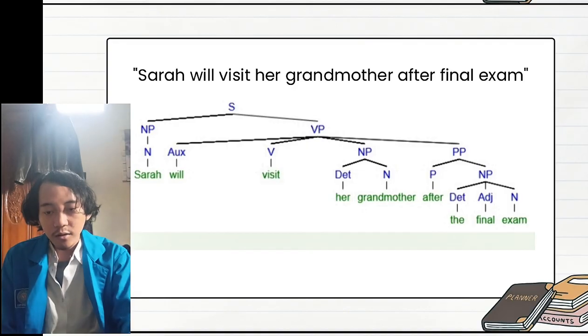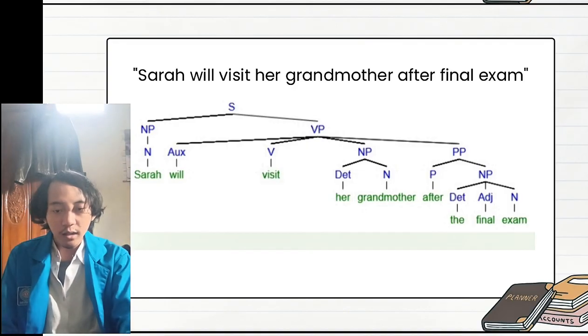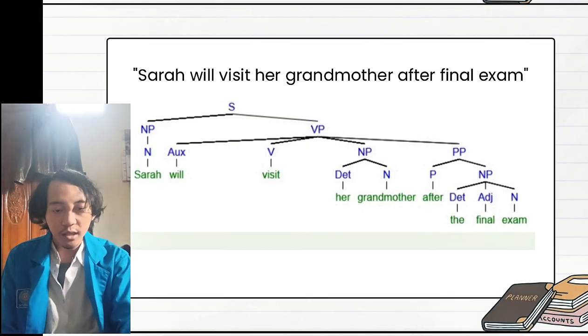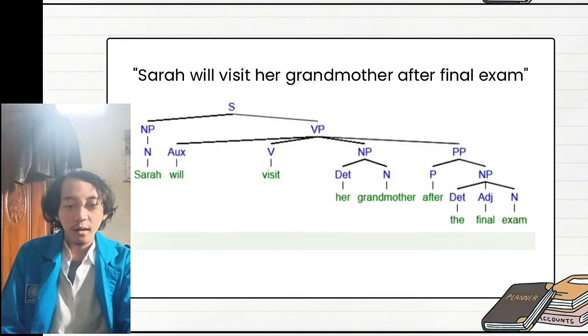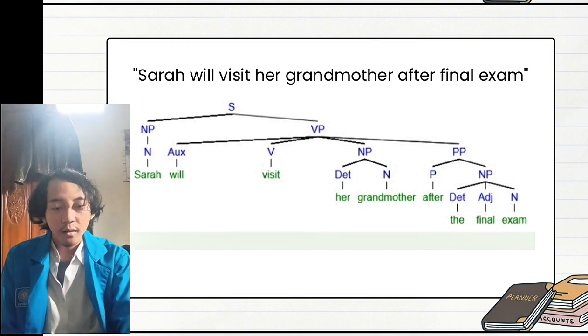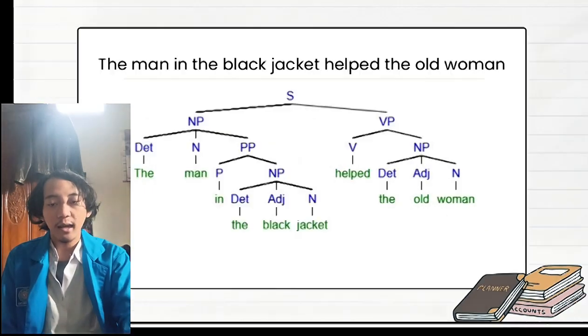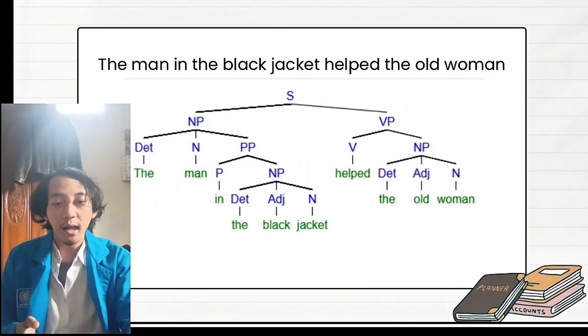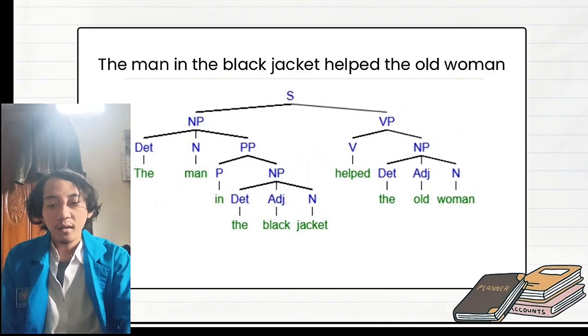Sarah is a noun, will is auxiliary, visit is a verb, her is determiner, grandmother is a noun, after is preposition, the is determiner, final is an adjective, exam is a noun. And the next: the man in the black jacket helped the old woman.